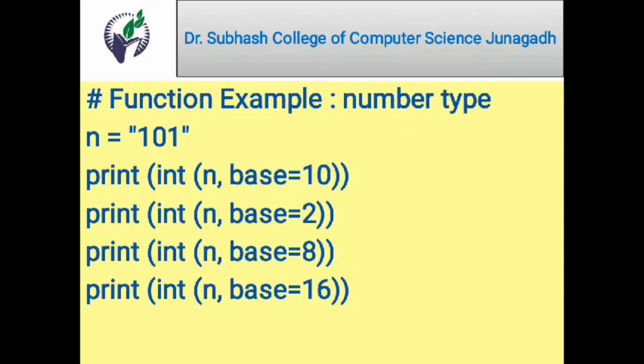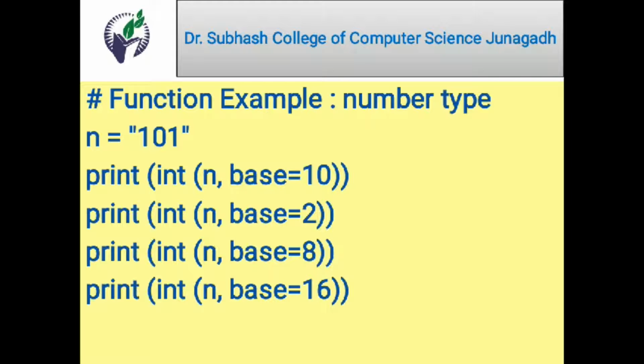Now if we create this number with base equal to 8, if we take 101 as an octal number, so 1 into 8 raised to 0 is 1, 0 into 8 raised to 1 is 0, and 1 into 8 raised to 2 is 64. 64 plus 1 is 65. So the equivalent decimal of this given octal number is 65.